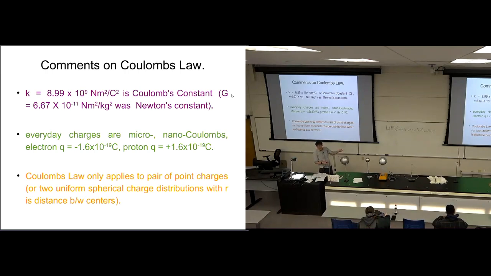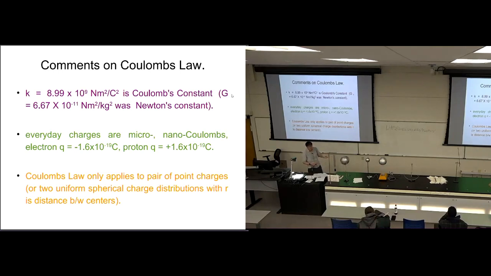So the electric one is actually a very large number, and the gravitational one is actually a very small number. And this is related to the fact that, and we'll see this in more detail, the gravitational force is a very weak, feeble force compared to the electrical force. That's a much stronger force.